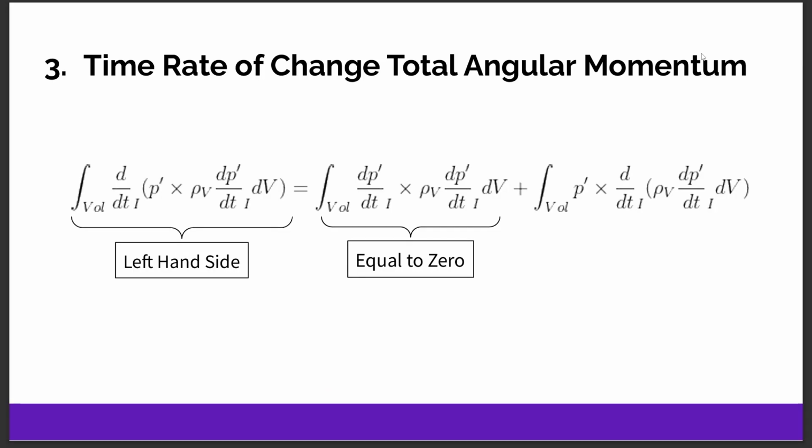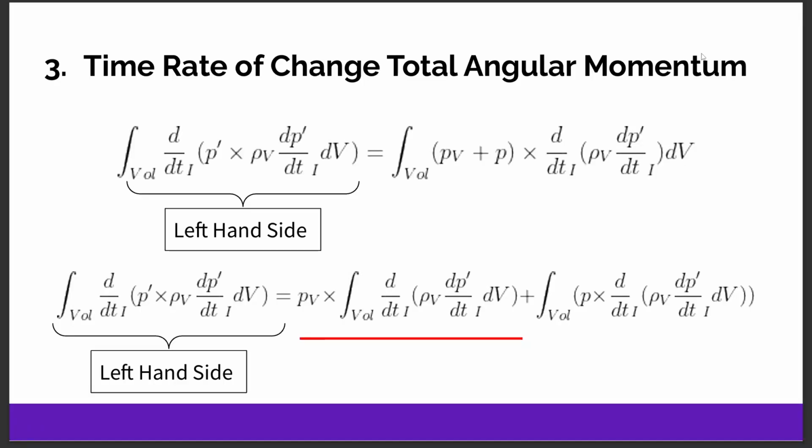So the left-hand side can be expanded using the derivative, and you will see that the first integral on the right will actually be equal to 0 because dp prime over dt is crossed with itself. And then for the surviving term on the right, you're going to see that we can rearrange the position vector p prime in terms of pv and p, and that will yield the integrals at the bottom. So pv can be taken out of the integral because it is not dependent on dV. So this is the first step for the left-hand side.